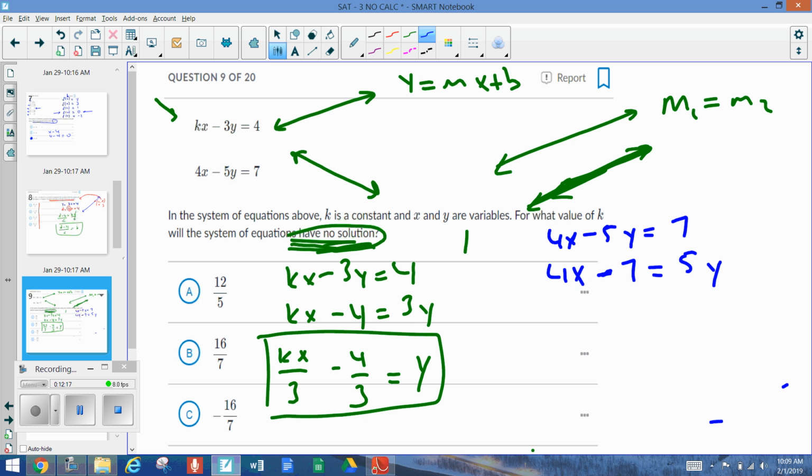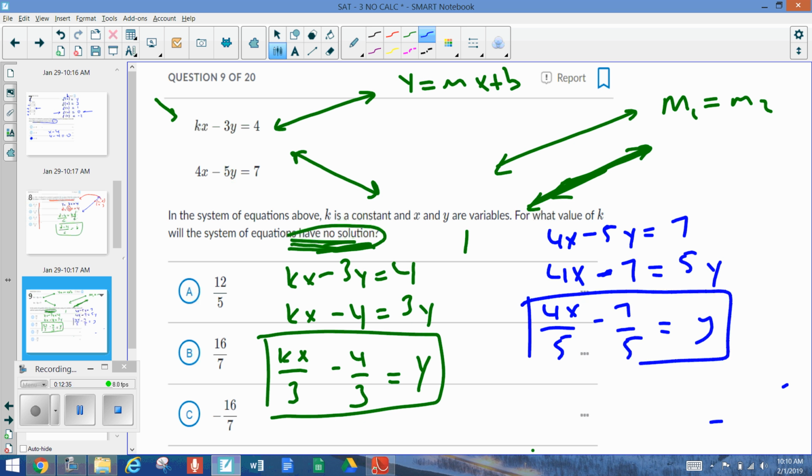Basically, I swap 5y and 7 with changing their signs. So this is the way you can do faster. And divide both hand sides by 5. 4x over 5 minus.